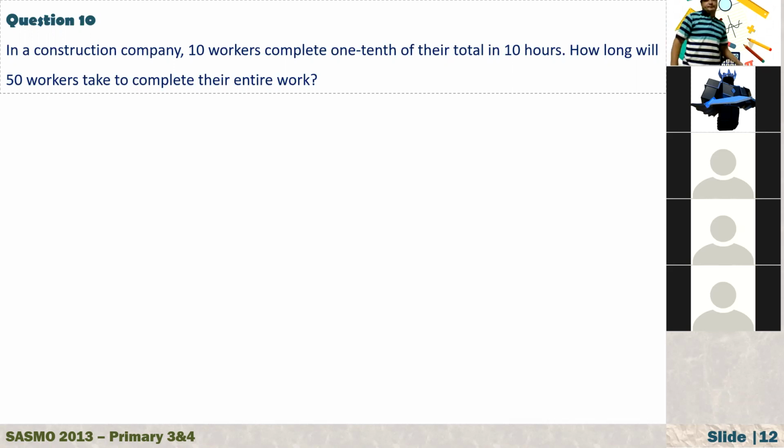Yes, Sadiq. Yes, I'm asking, should we count the 10 hours as well? Yes, of course. The question is, in a construction company, 10 workers complete 1/10 of their total work in 10 hours. How long will 50 workers take to complete their entire work?